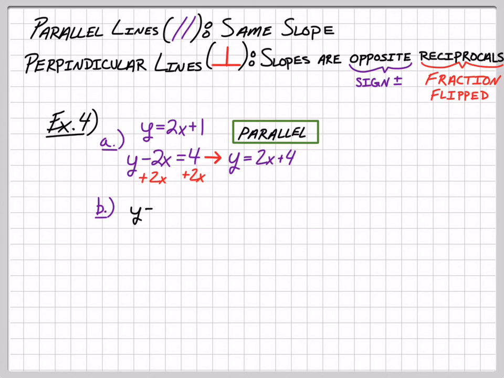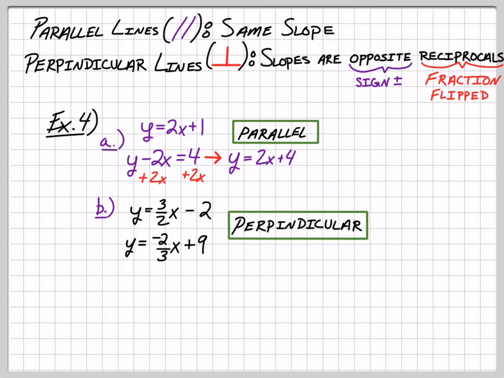All right, part B. y equals 3/2 x minus 2, and y equals negative 2/3 x plus 9. So I'm thinking right away that these are perpendicular. Does it meet both criteria? Opposite, sign switched, yep, that one's positive, that one's negative, and reciprocal. Well, this one's 3 over 2, this one's 2 over 3. So if you compare the slopes, that's all you got to focus on here. These lines are perpendicular for sure. The slopes are opposite reciprocals of each other.